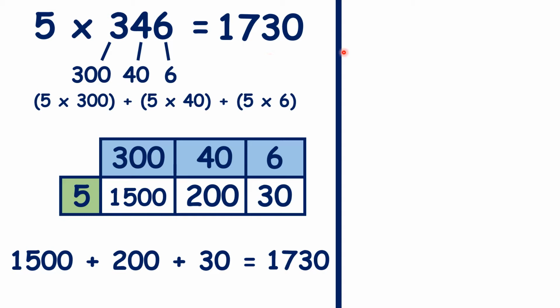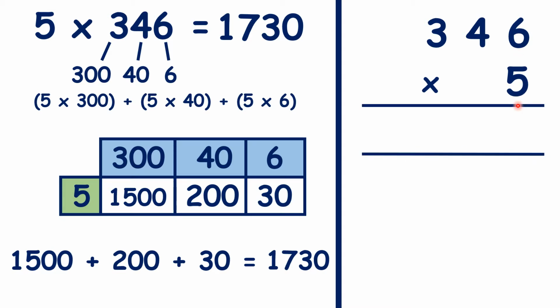But now we're ready to move on to column multiplication. So we write the larger number, then we write the smaller number underneath, and we line up our place values. So here, the 5 units we are multiplying by is written under the 6 units in 346. Now we're ready to start multiplying.